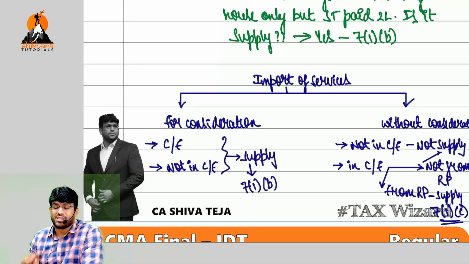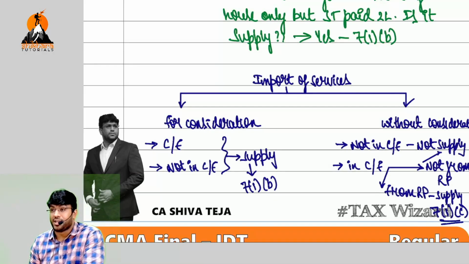So once it is for consideration, then 71C will not come into picture, my dear friends. 71C will come into picture only when there is no consideration. And that too, it must be in the course or furtherance of business. That too, it must be from a related person.